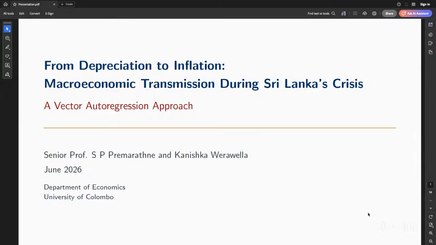And before we begin our discussion, we will have a brief presentation by Mr. Kanishka Veeravalla from the Department of Economics, University of Colombo, and he will share some key findings and recent trends related to currency depreciation in Sri Lanka based on the recent research done by our Professor Premaratne and Mr. Kanishka Veeravalla. Thank you all for being here again. And to start us off, I would like to invite Mr. Kanishka Veeravalla to deliver his presentation. Kanishka, it's over to you.